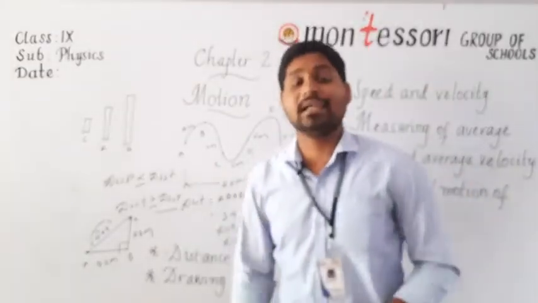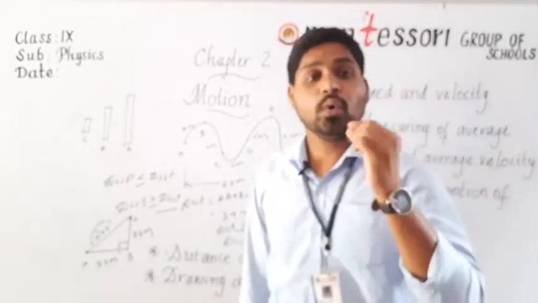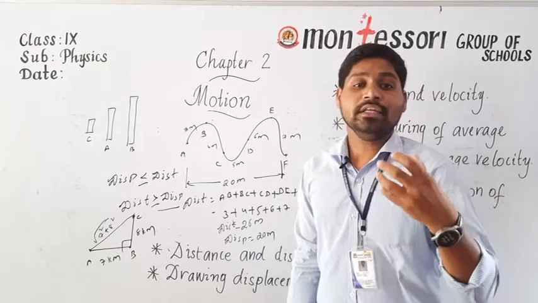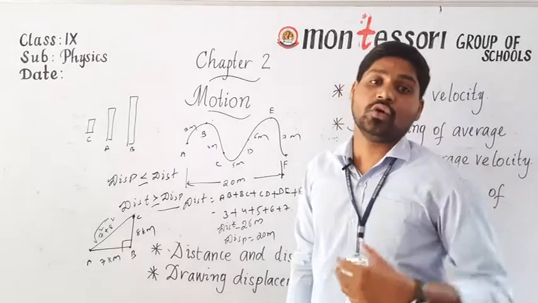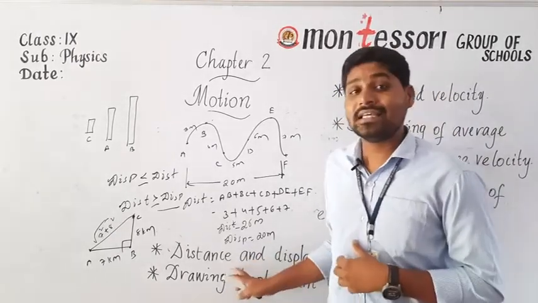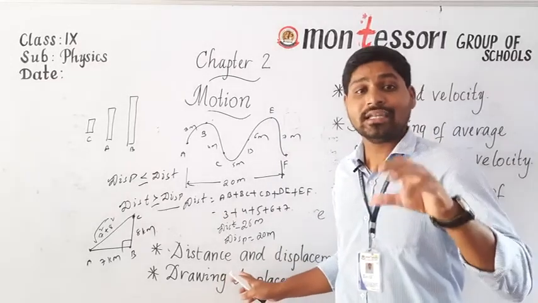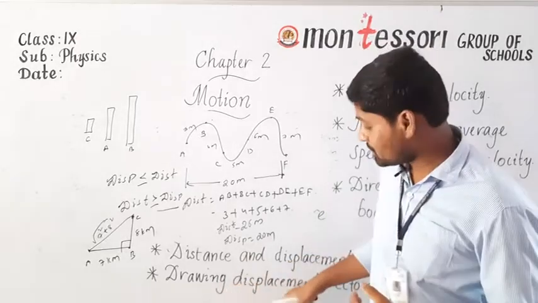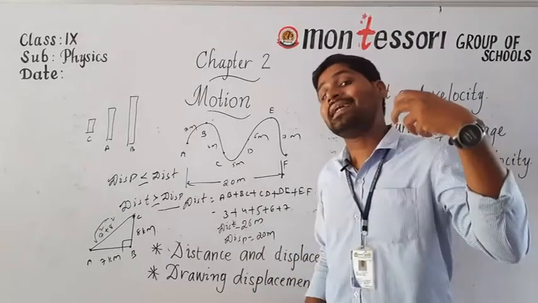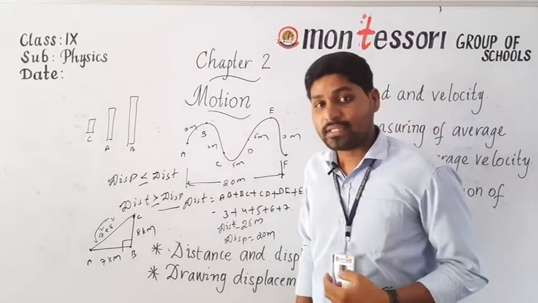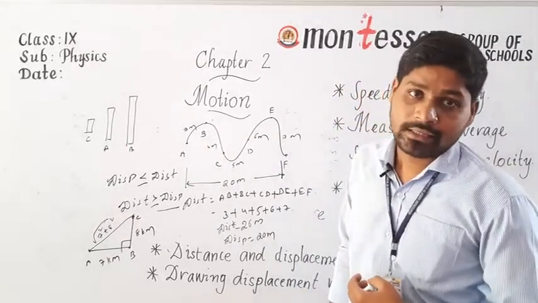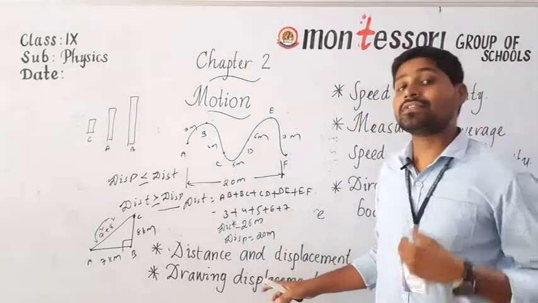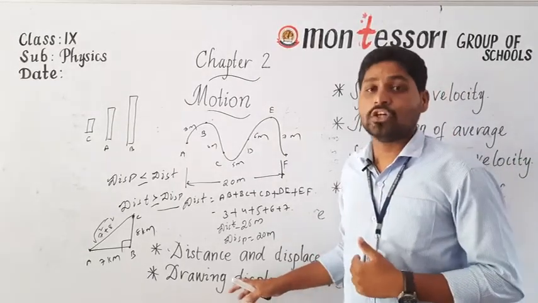What is meant by scalar and vector quantity? A quantity which has only magnitude, no specified direction, is called a scalar quantity. A quantity which has both magnitude and direction is called a vector quantity. So distance is a scalar quantity because it has only magnitude, no specified direction. If you see displacement, it has both magnitude and direction, so displacement is a vector quantity. Is it clear? Same for speed and velocity, we will discuss afterwards. So remember, distance is a scalar quantity and displacement is a vector quantity.